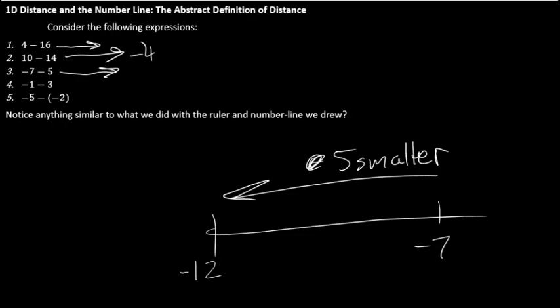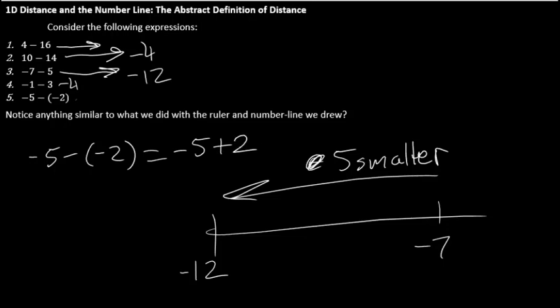So that's going to put me at negative 12. So I've got negative 12 there. All right, negative 1 minus 3, that would be negative 4. Negative 5, so this one has a double negative. Negative 5 minus negative 2, well, that's the same thing as negative 5 plus 2.